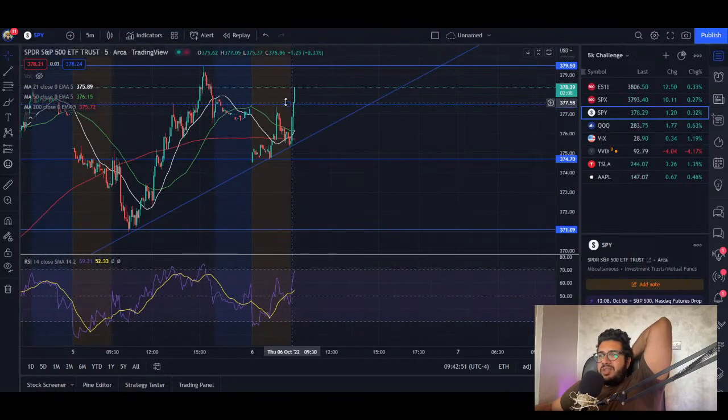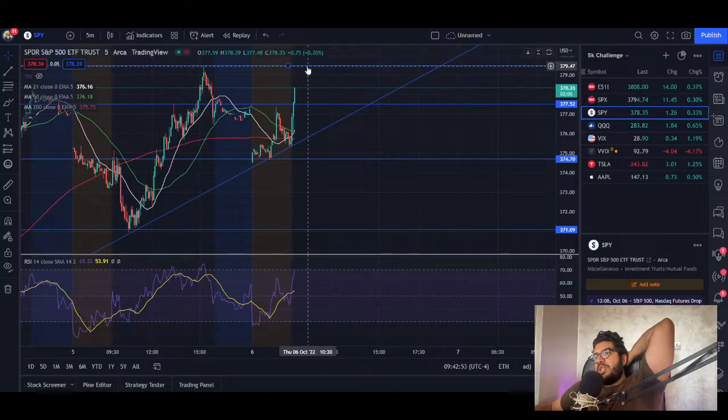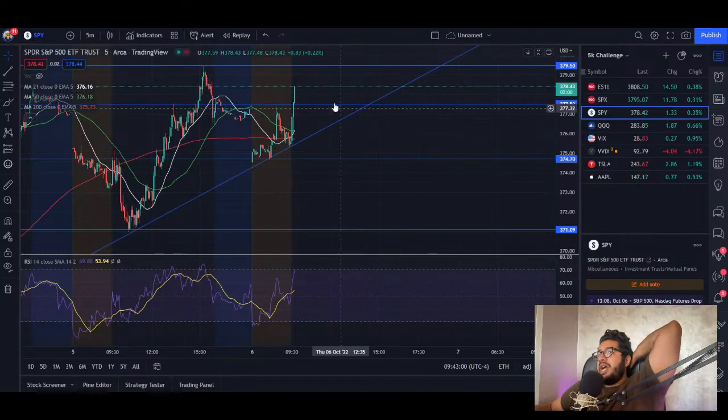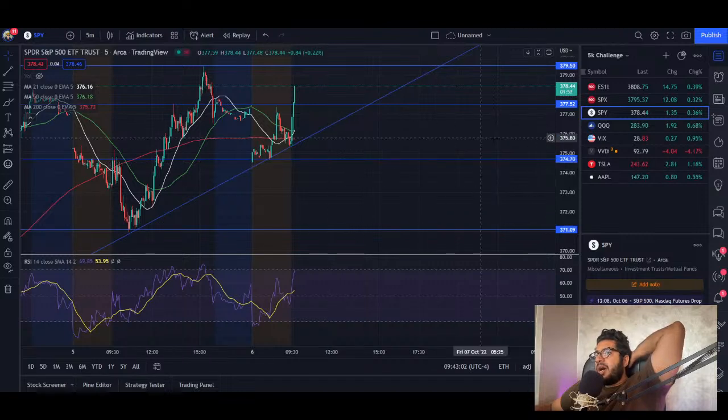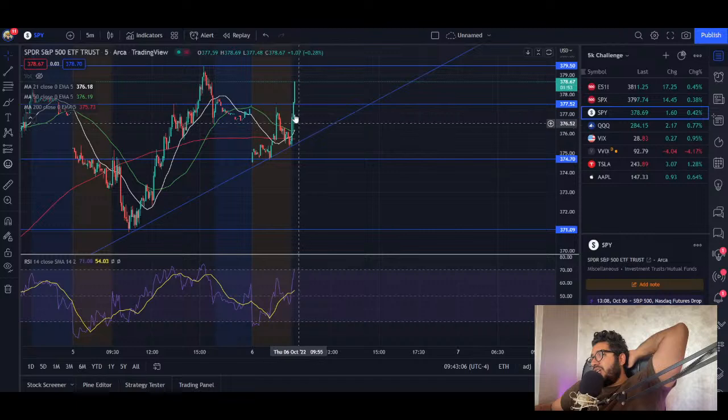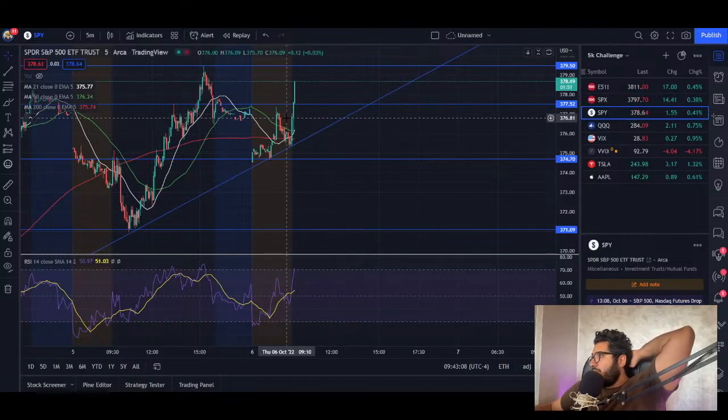So if I had my entry here for calls and it went all the way here, I would just get out here, and yeah, I might sell out early, but I don't care. I'm right now in the compounding mode for a small account, so I'm okay with that. These are big, strong, bullish candles, by the way.